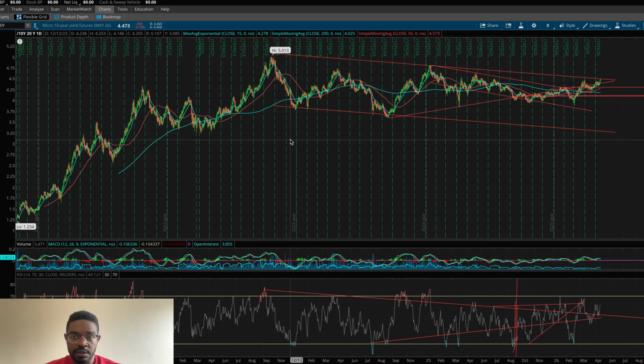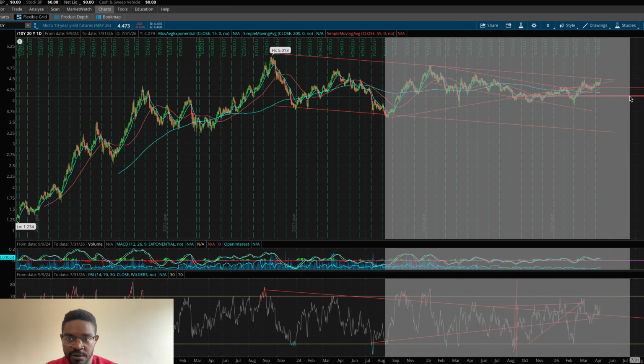So let's hop right into it. I just want to start with the 10-year yield. So right here, this is the daily chart of the 10-year yield. You can see we're trading in a downward parallel channel. So this is a bearish channel, meaning that the momentum is towards the downside, but you can see that we were trading in this downward bearish channel.